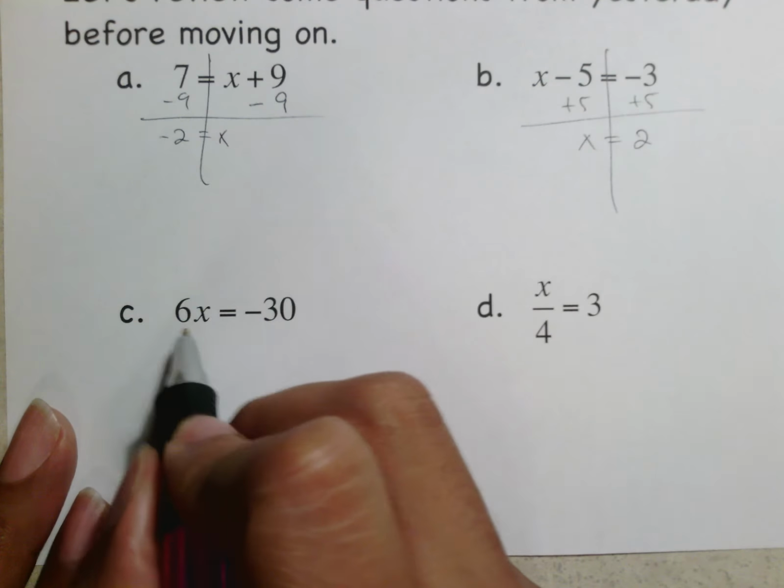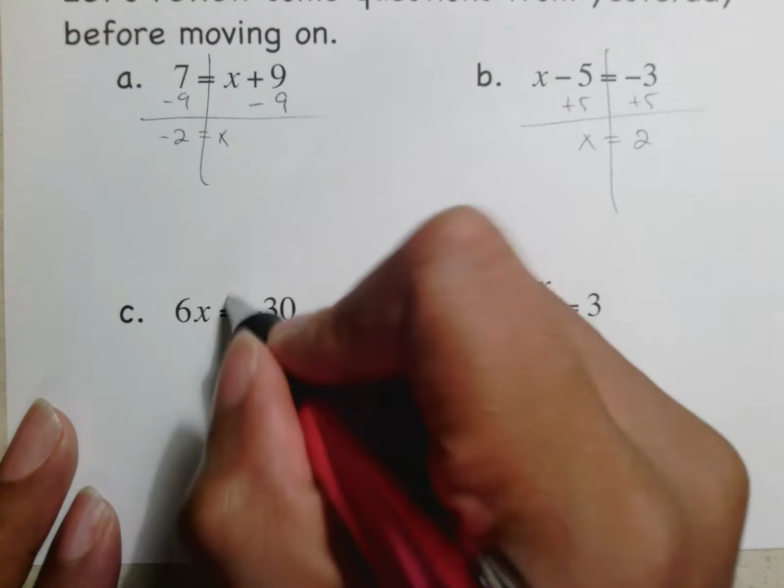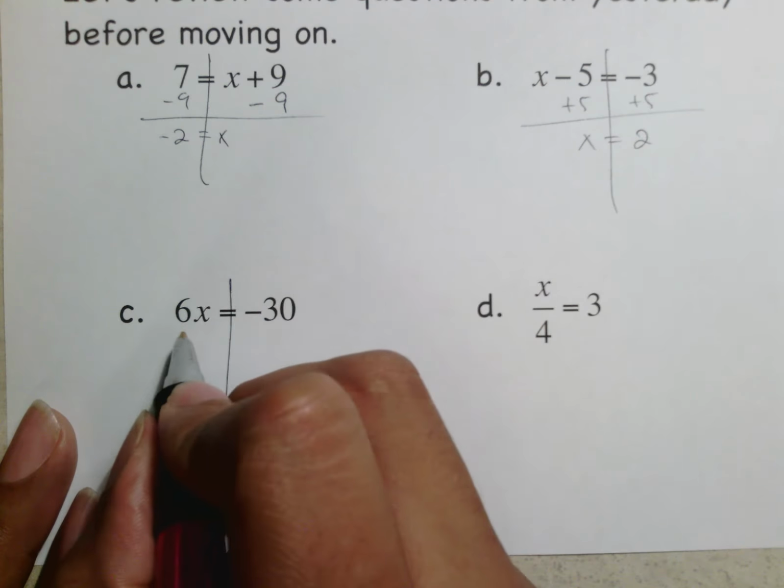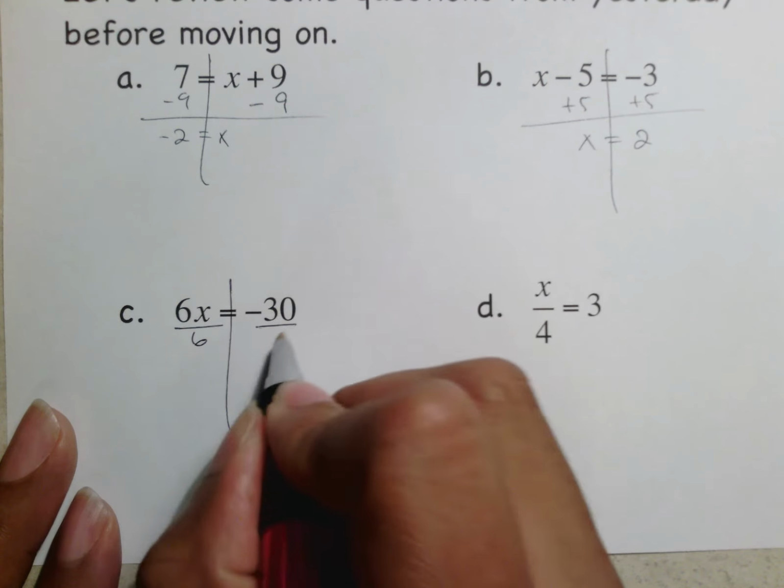On question C, I told you this is 6 times x, and you want to tear this 6 off of x, and the way you tear that off of x is by dividing.